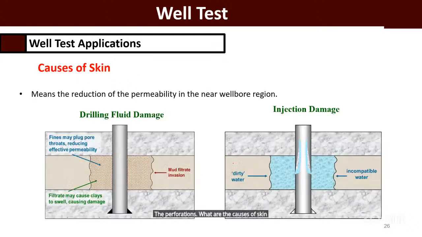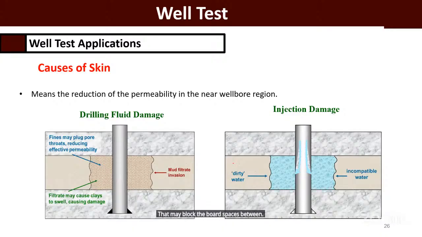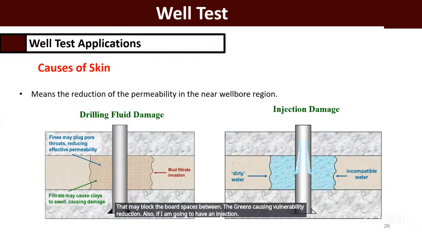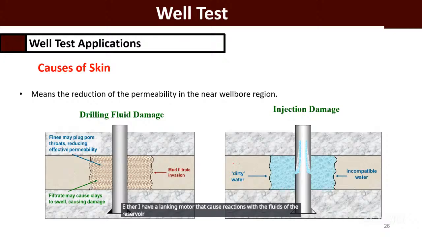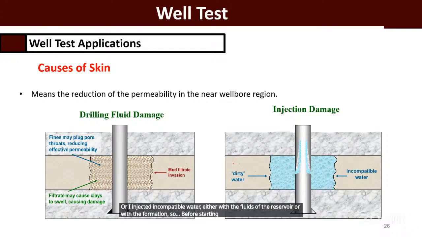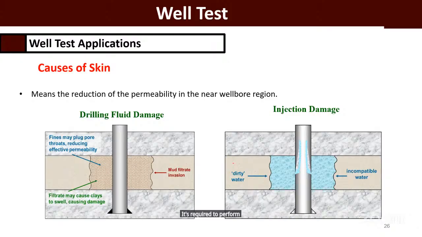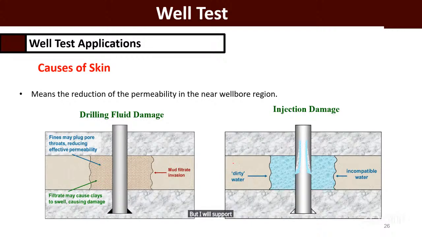Some causes are related to drilling fluid damage, because the mud filtrate invasion may plug the pore spaces between the grains, causing permeability reduction. Also, if I have an injection, either I have non-clean water that causes reactions with the fluids of the reservoir, causing dirty water, or I injected water incompatible with the fluids of the reservoir or with the formation. So before starting a water flood project, it's required to perform a compatibility test between the injected water and the reservoir fluids and formation.